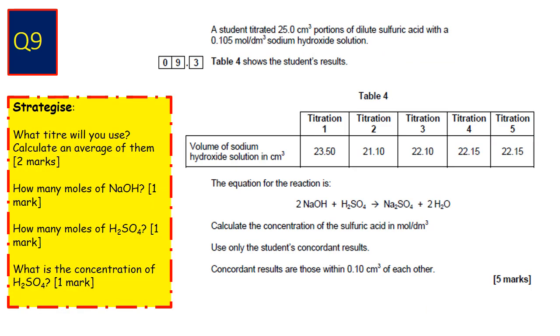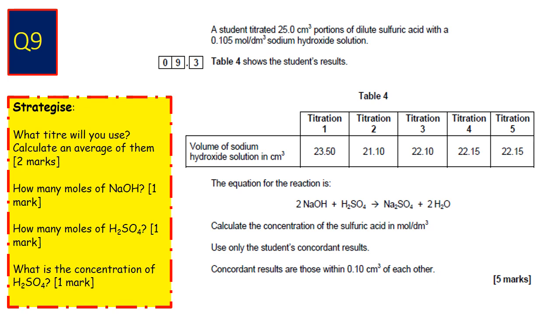So a titration question here, and there are lots of parts to this, but there are lots of marks to be gained, even if you're intimidated by these questions right at the end of the paper. So a student titrated 25 centimetres cubed of dilute sulfuric acid with a 0.105 moles per decimeter cube sodium hydroxide solution, and we can see their results there. The equation for the reaction is 2 moles of sodium hydroxide react with 1 mole of sulfuric acid to form 1 mole of sodium sulfate and 2 moles of water.